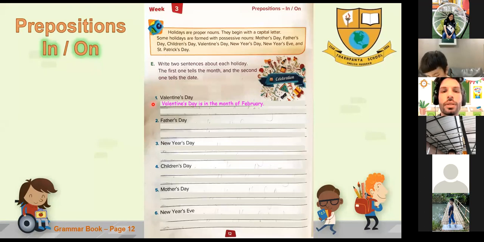So now we need to do something similar. We need to use again the name of the holiday, the preposition on, and the date February 14 to write a sentence. So what do you think? Do you have any idea? Again, we need to use the name of the holiday, the preposition on, and the date February 14. How do we write the sentence using these different pieces of information that I just told you?